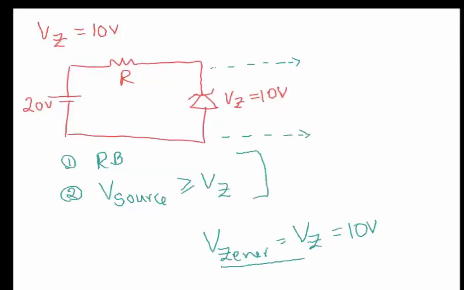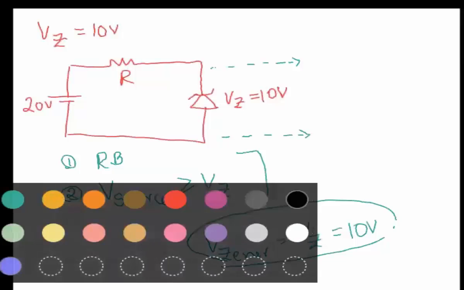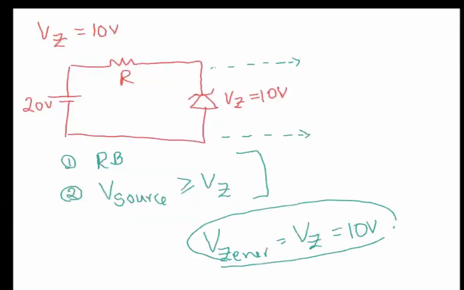So 10 on the Zener obviously means the rest of the 10 volts is across the resistor. Remember Kirchhoff's voltage law: when you add these two voltages together, it should equal the source voltage. So that's pretty much what a Zener diode is.